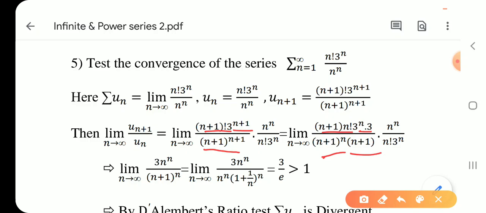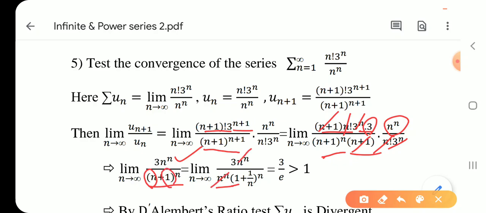I have already told you, a to the power m plus n can be written as a to the power m into a to the power n. Now cancel whichever you can cancel. 3 to the power n, 3 to the power n cancels. Then n factorial cancels. Here n plus 1 cancels. So here 3 into n to the power n remains. In the denominator n plus 1 to the power n remains. So next step, n to the power n I have taken common. When I take common, first term becomes 1, second term 1 becomes 1 by n.